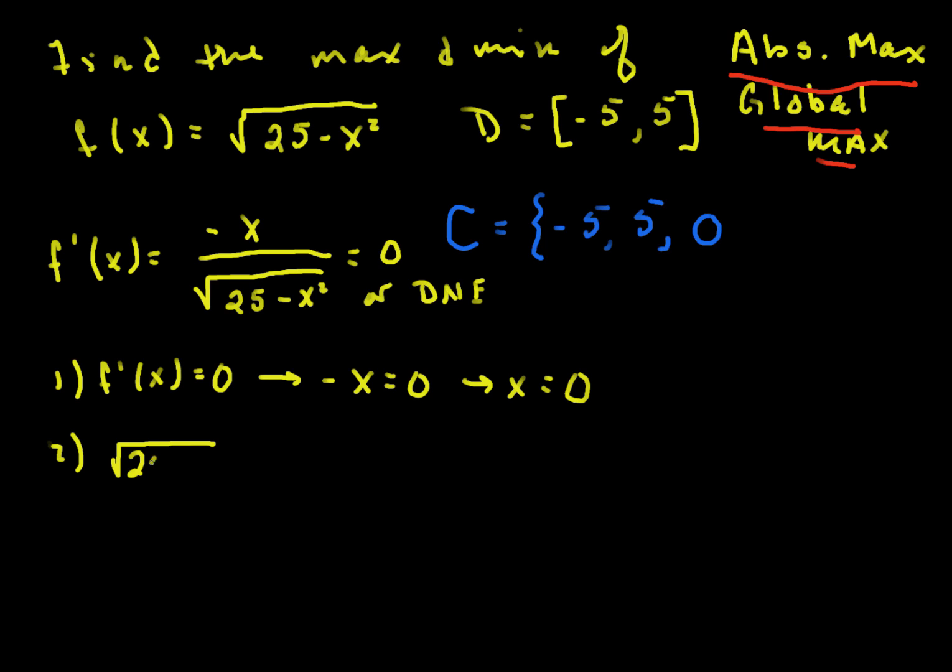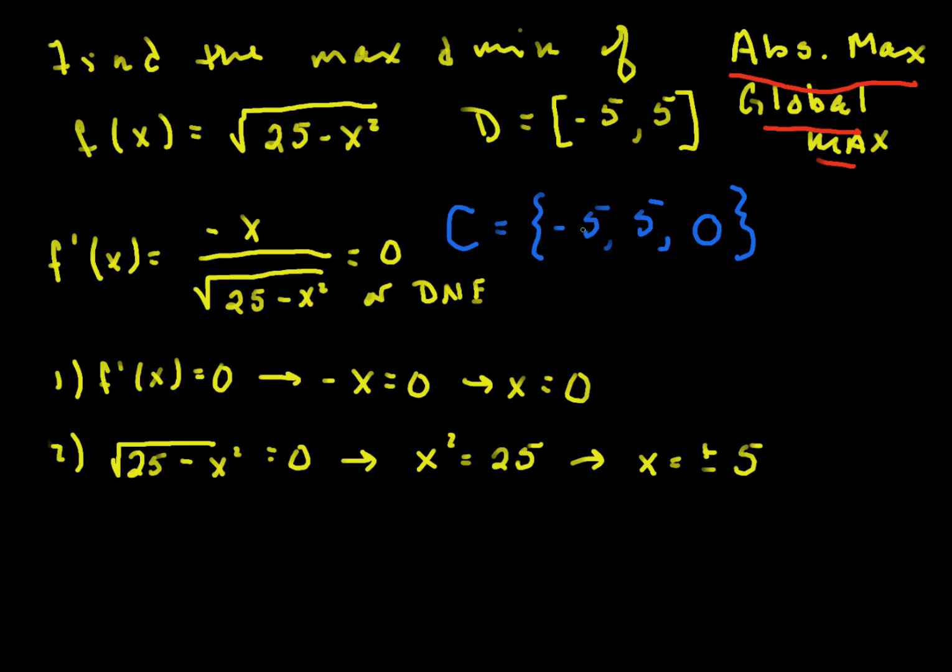So when does 25 minus x squared equal 0? Well, this is exactly when x squared is equal to 25, which is when x is equal to plus or minus 5. And those are our endpoints. So we don't have any interior places where it doesn't exist. It only fails to exist on the boundary at -5 and 5. And so our whole set of critical values are -5, 5, and 0.